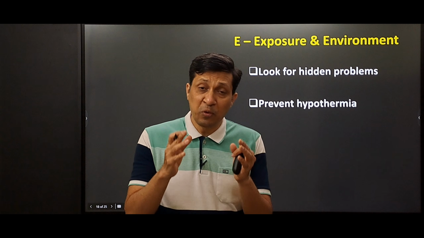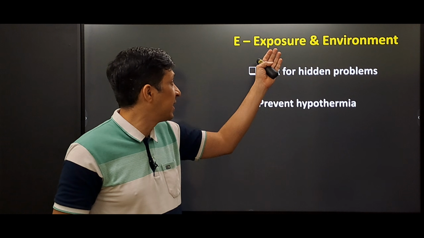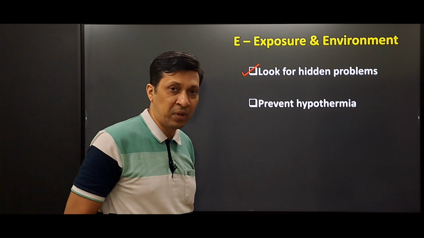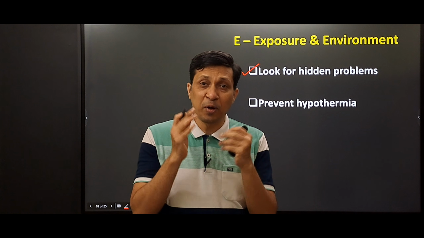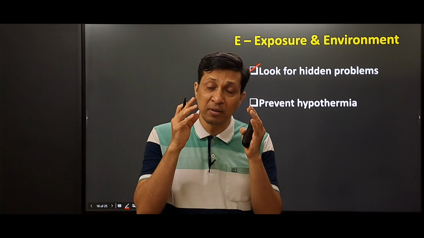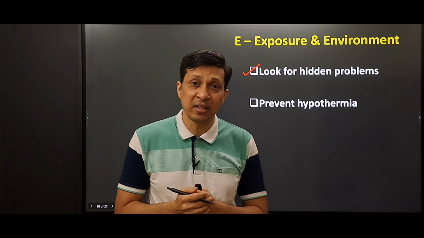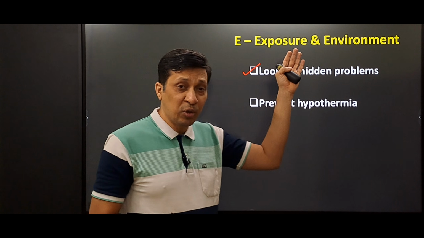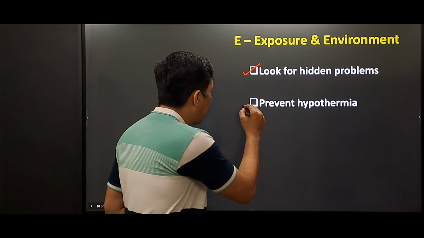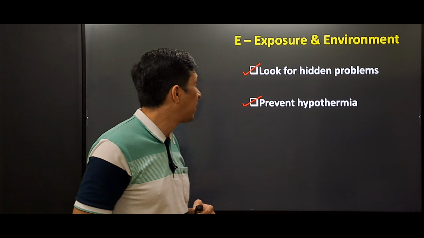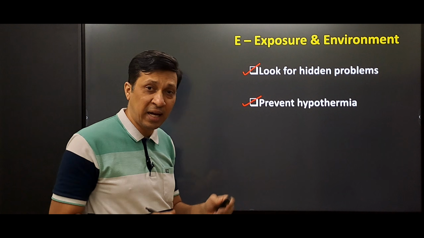Now the last but very important thing on our checklist is exposure and environment. Now what is our goal here? Our goal is to look for the hidden problems. There may be certain problems that we may have missed and those problems may be giving some clue to the patient's condition, or those problems may be life-threatening. So all those things you have to check here. And you also have to prevent hypothermia. So these are our two goals in this fifth E, that is exposure and environment.